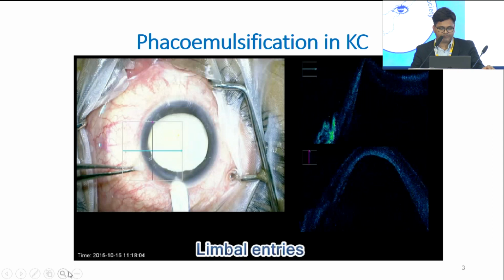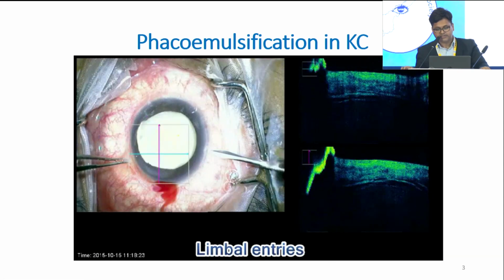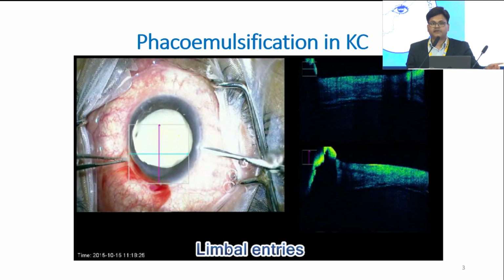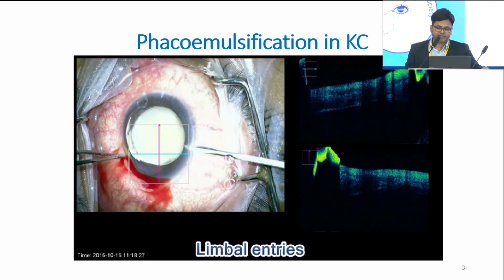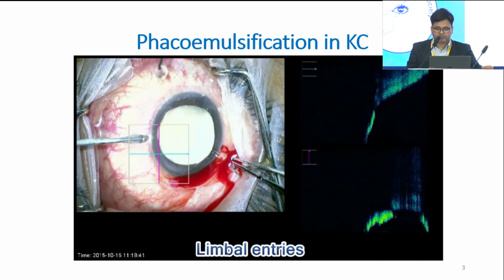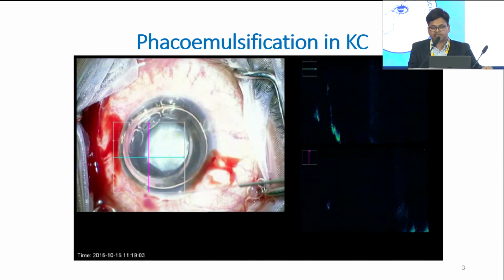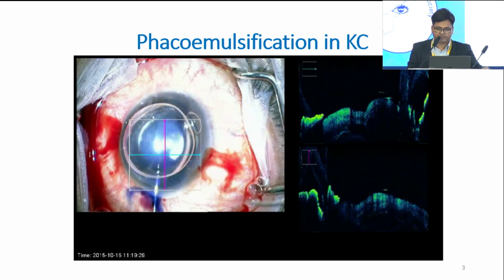Now I'll go through a video to discuss the other important points that you should remember in keratoconus and cataract. So, limbal entries. Why? Because the cornea is thin. If you make a clear corneal entry, then that may not be self-sealing, and you may have to put sutures. And second, when a corneal wound heals, it may induce some astigmatism itself. So it's always better to go for a limbal incision.